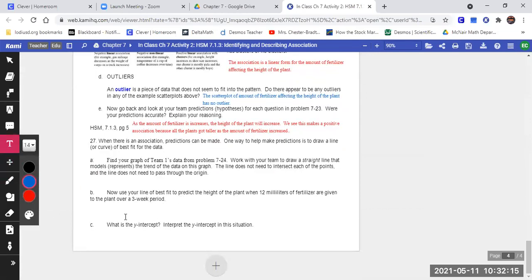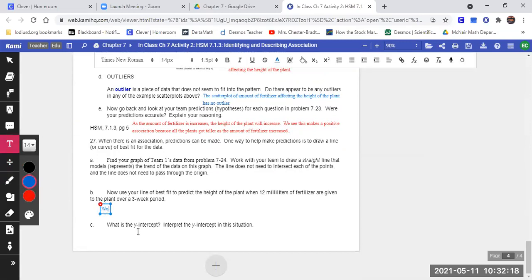So, sentence answer. We predict, because we don't know for sure, that a plant that gets 12 milliliters of fertilizer over a 3-week period will be about 22 centimeters tall. High. Same thing, right? Okay.